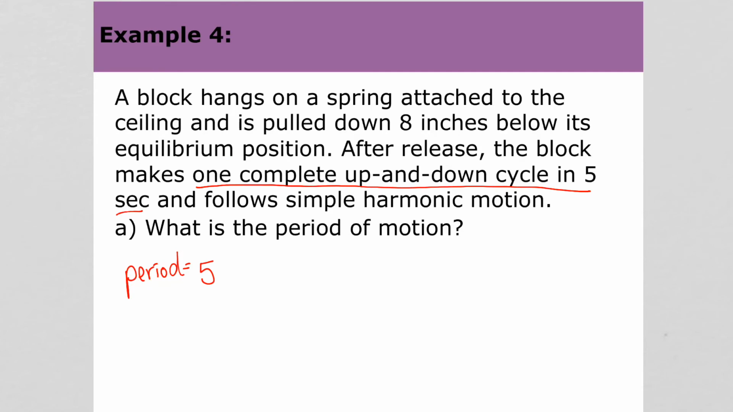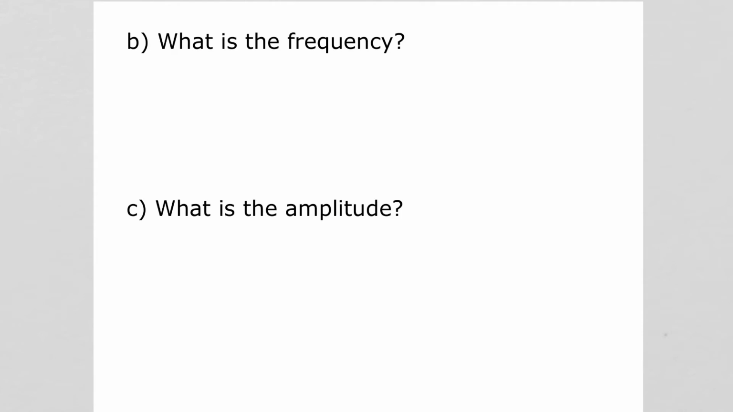Part B asks, what is the frequency? Well, the frequency is 1 over the period. So it's 1 over 5. Or if we want to write that as a decimal, 0.2.